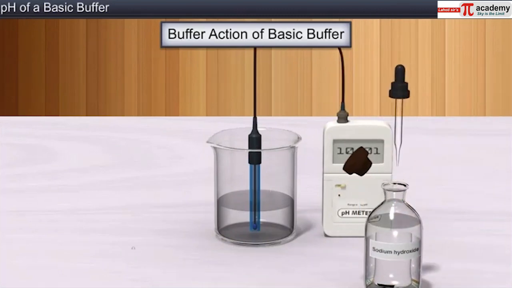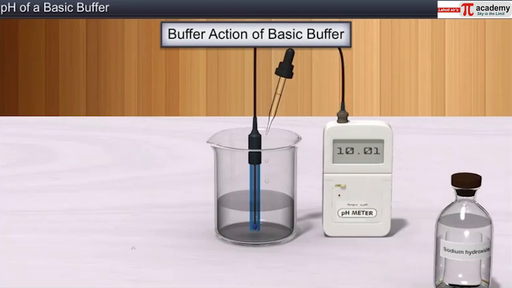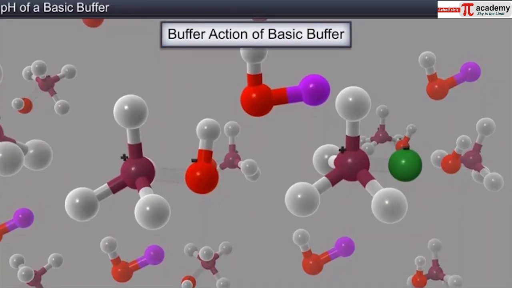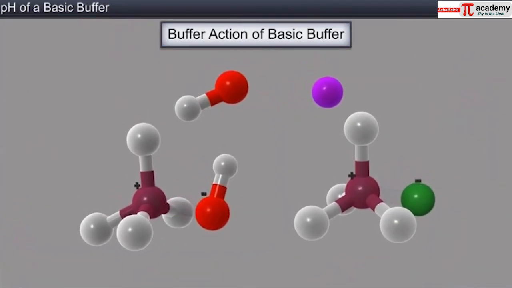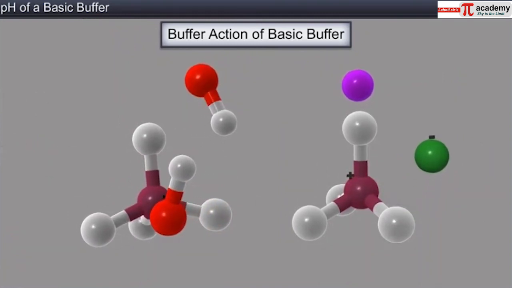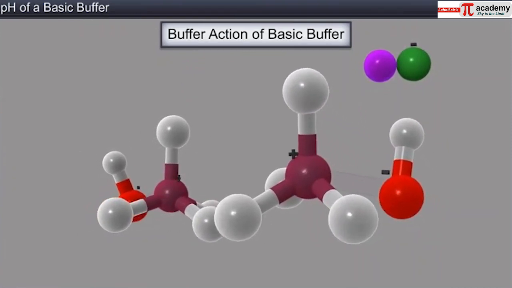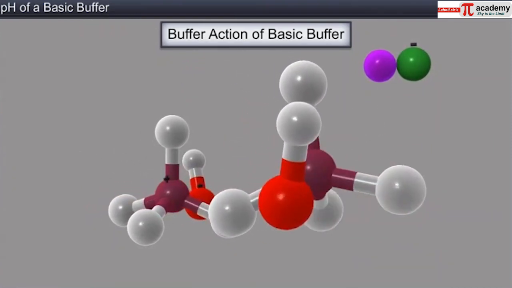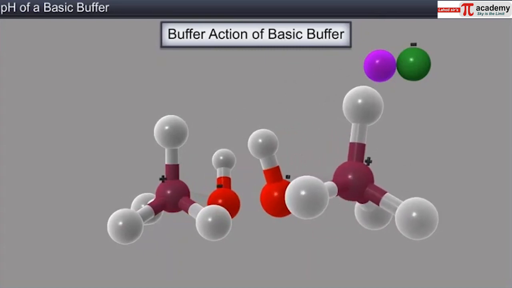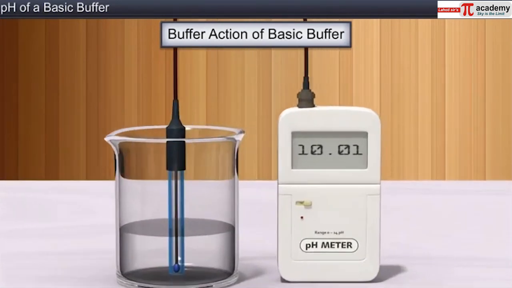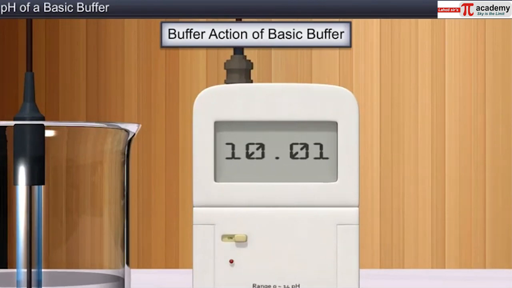Similarly, if you add a few drops of sodium hydroxide to the mixture, sodium hydroxide, being a strong base, will release hydroxide ions into solution. The hydroxide ions combine with ammonium ions to form ammonium hydroxide. Ammonium hydroxide is a very weak base and does not furnish hydroxide ions to alter the pH. Thus, the addition of a base to a basic buffer also does not change its pH. So, there will be no change in pH.